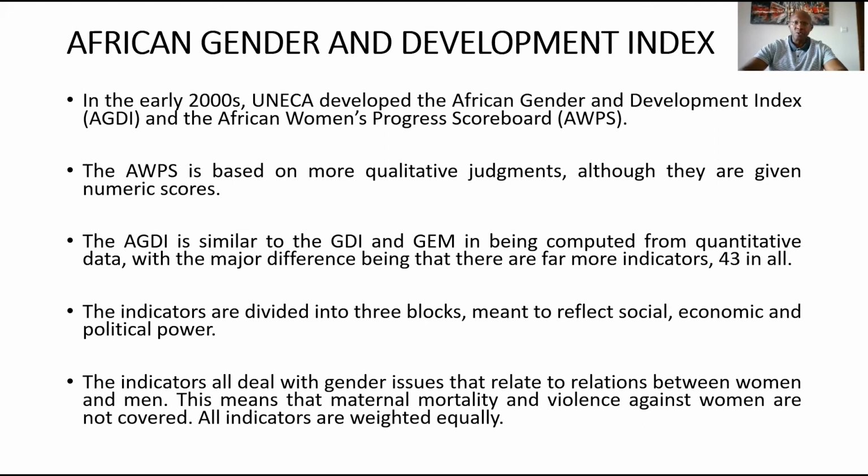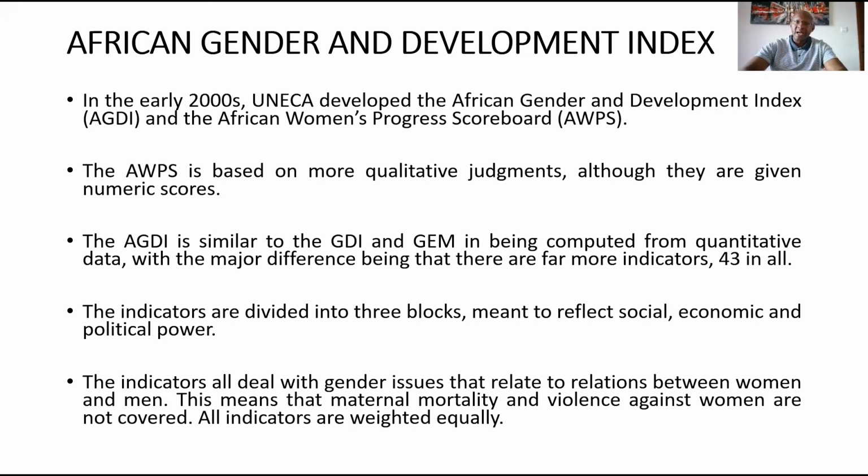The AGDI is also similar to the GDI and the GEM, the Gender and Development Index as well as the Gender Empowerment Index, in that they are computed from quantitative data, with major differences being that they use far more indicators, about 43 in all that are looked at.